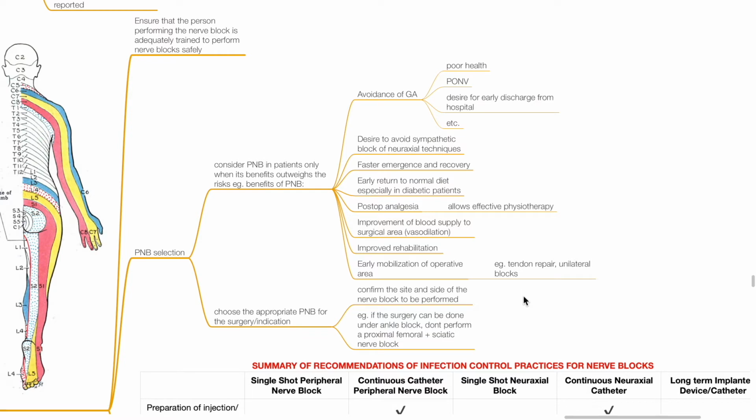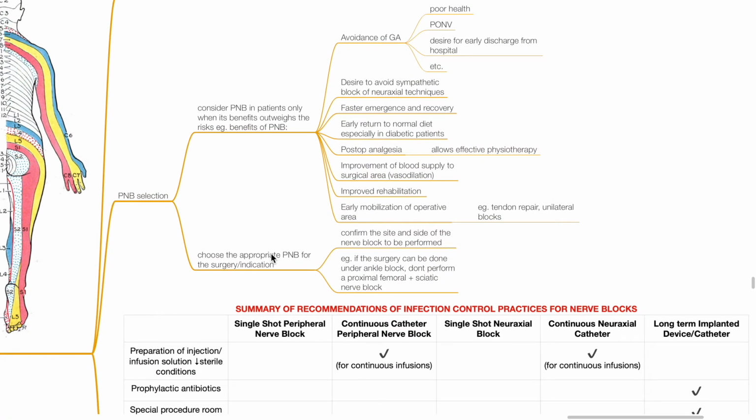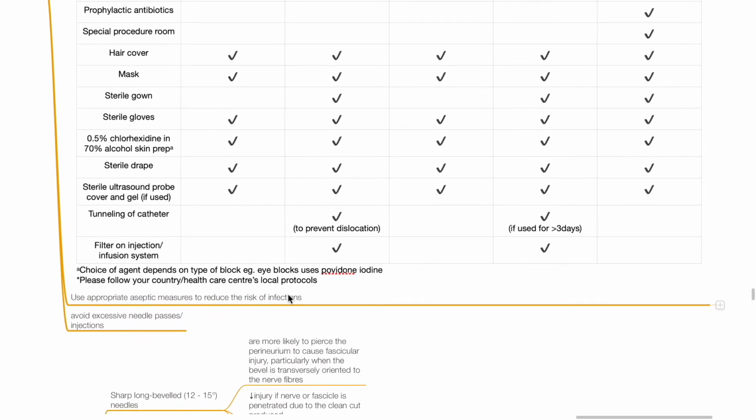Choose the appropriate PNB for the surgery or indication. Confirm the site and side of the nerve block to be performed. If the surgery can be done under a distal nerve block, do not perform a more proximal nerve block. Use appropriate aseptic measures to reduce the risk of infections. Avoid excessive needle passes or injections.